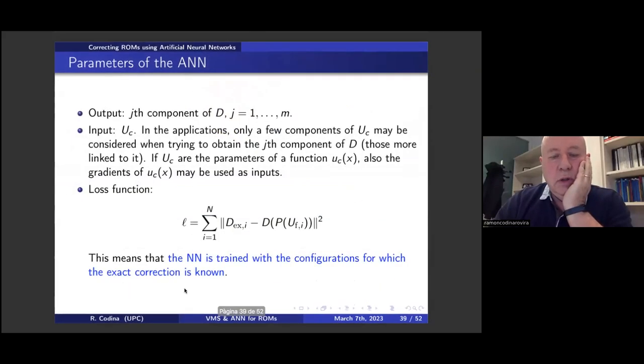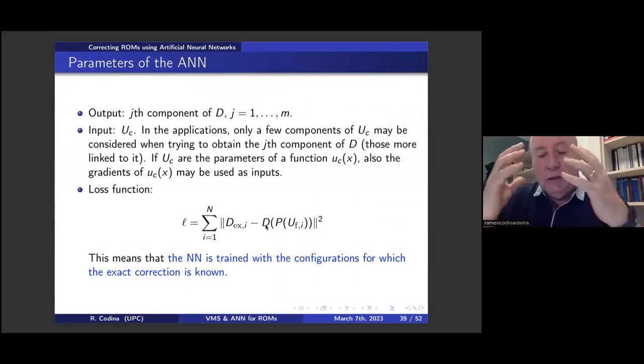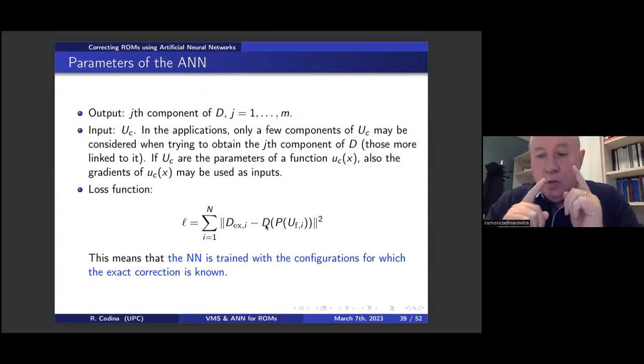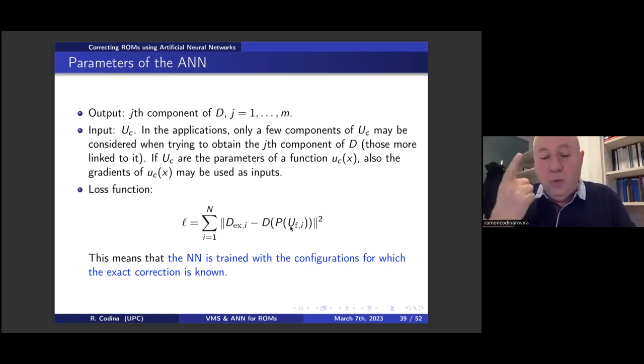No, there is no closure needed. The only thing you need is to design this correction D. This is a function of UC. And the only thing you need is a set of snapshots, so that at the time steps in which you know the snapshots, you impose your solution to be as close as possible to the exact one, meaning that the optimal one is the projection of the fine solution. If you have only one time step, D would be directly the exact solution. So you have n configurations, and you impose that the model, this is just a fitting, but using an artificial neural network. There is no closure at all.